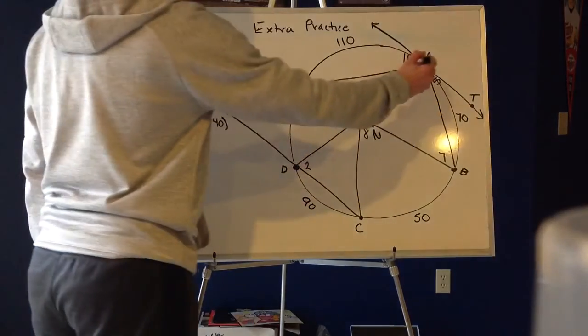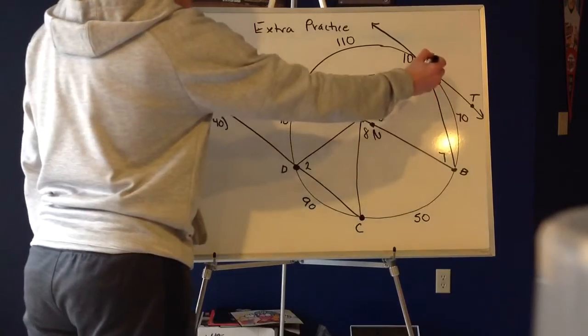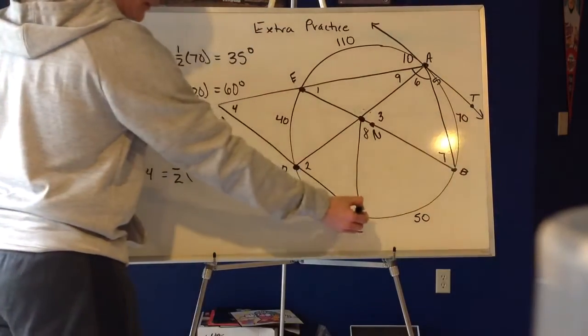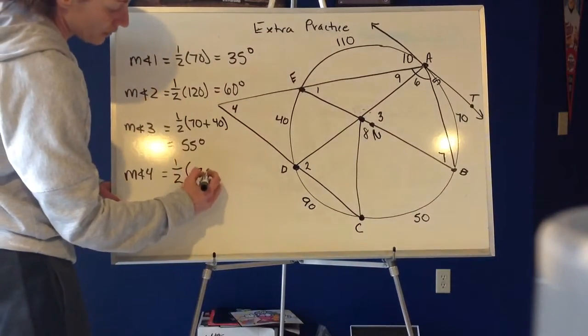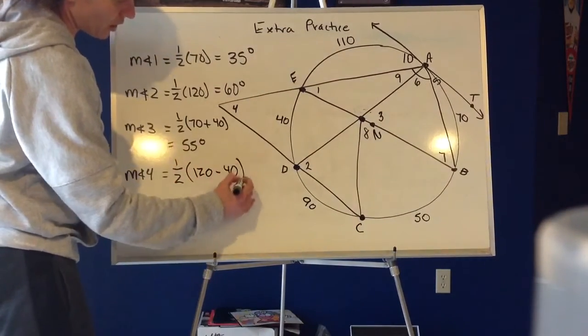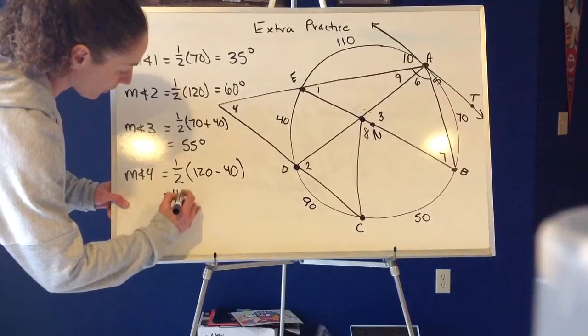If I follow it out further to A and C, its big arc is this whole 120 again, having to add those two together to get the whole thing. So big arc minus little arc would be 120 minus 40. That would give us 80, and half of that would be 40.